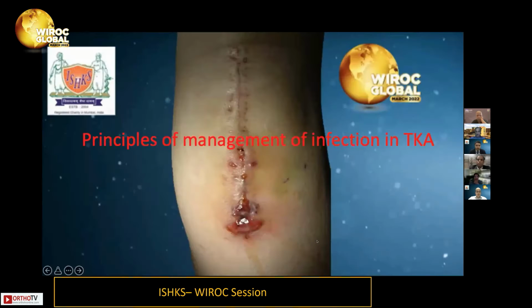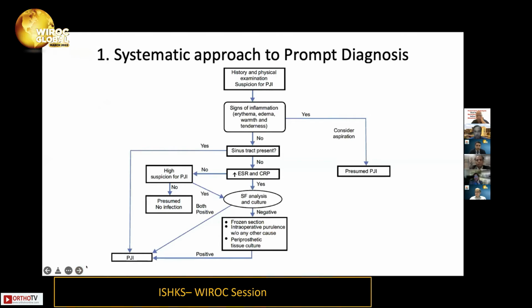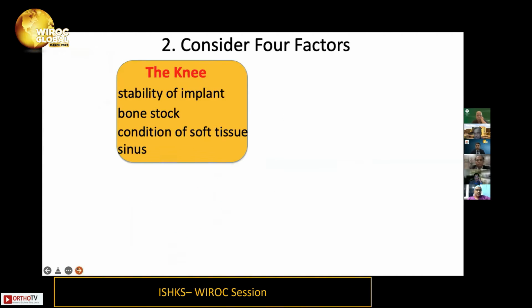So I've been asked to cover the principles of management of infection in total knee arthroplasty. The first thing is to have a very systematic approach to a prompt diagnosis. And most of us follow this method of using a clinical judgment examination, and then using blood tests, ESR, CRP, and then assessing the joint fluid, and if necessary, doing a biopsy.